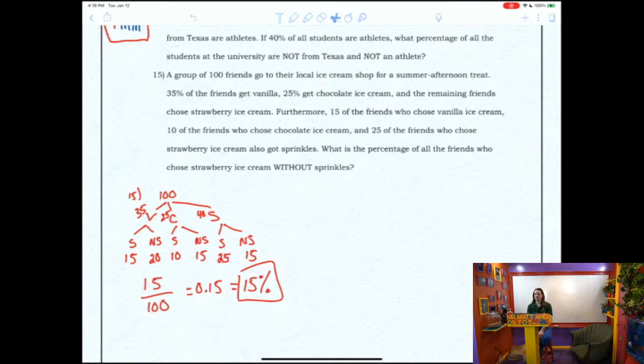And finally, if we have a total of 40 friends that chose strawberry ice cream, and they say that 25 of those chose sprinkles, 40 minus 25, or 15, must have chosen strawberry ice cream with no sprinkles. So our final answer there is just going to be 15 out of the total 100 friends, which is going to be 0.15, which is written as a decimal as 15%.